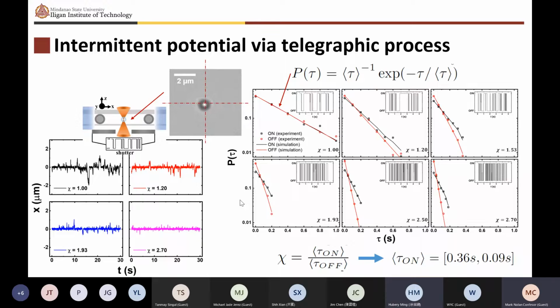Okay, and then what's the P here? This P is just a probability distribution of a certain period. If you look at the inset, you can see on and off. The amount of time it is on is just your tau on, and the probability distribution of those tau on and tau off is given by these curves. So P of tau is the probability distribution. For example, for chi equal to 1, the probability of having tau on equal to 0.6 seconds is about 0.05%.